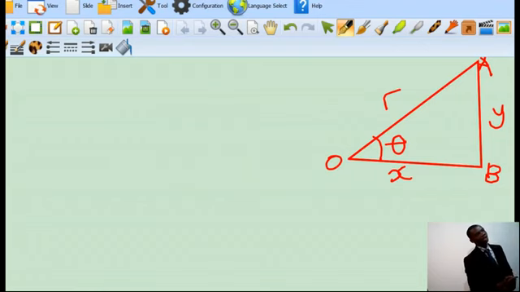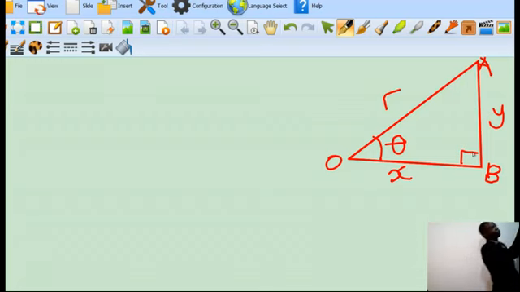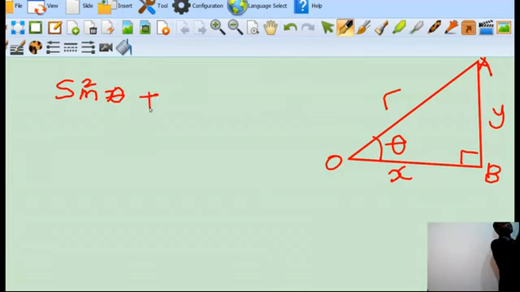Considering triangle AOB, as you can see on the slide, theta is the angle facing the opposite side, which is y, while the hypotenuse is r, and the adjacent side is x. Now we want to show one trigonometric identity. We want to prove that sin squared theta plus cos squared theta is equal to 1.